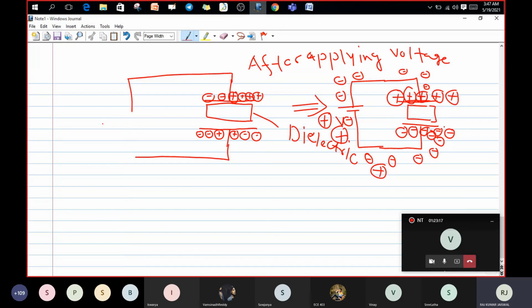Okay, now on this plate only electrons are there, and on this side only positive charges are there. It means a time will come when not a single electron will be on the positive side and not a single positive charge will be on this plate side. Only electrons will be there, only positive will be there. It means your capacitor is going to get fully charged.